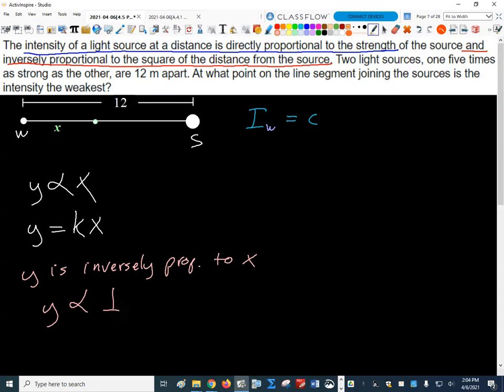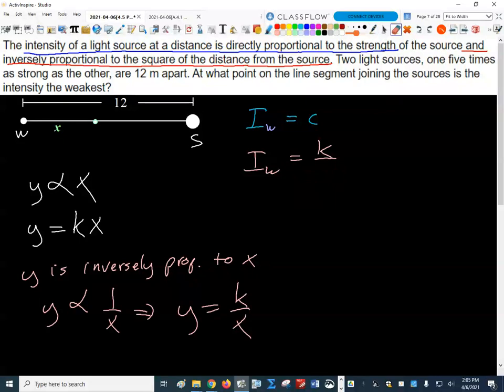So what does that mean then? As x gets big, y gets small, and vice versa, right? They're going to have opposite behaviors. And if I want to write that as an equation, wouldn't I just write y equals k over x? So if I want to say this red part up here, that's like saying that the weaker source is equal to k divided by what? It's proportional to the square of the distance, right?